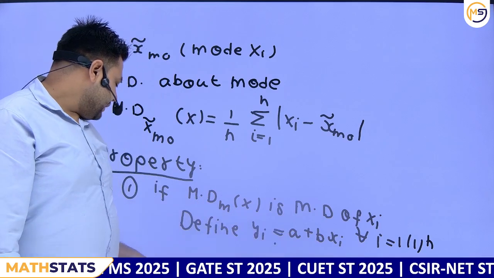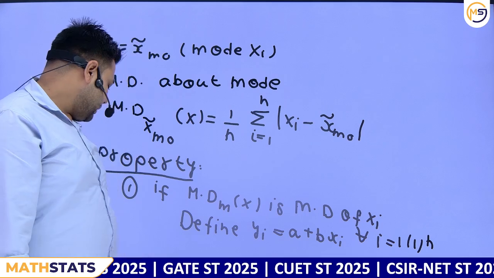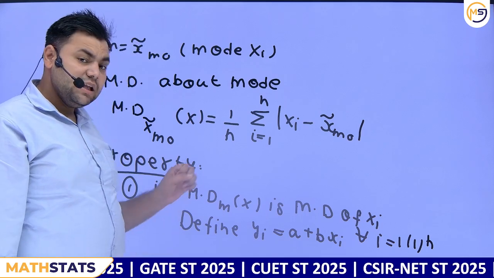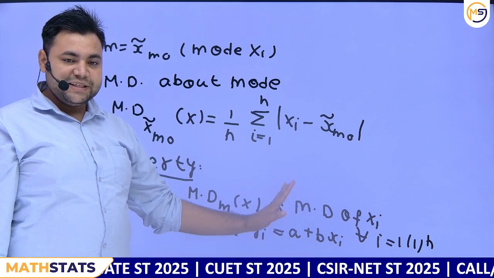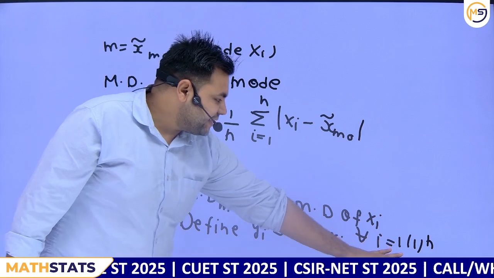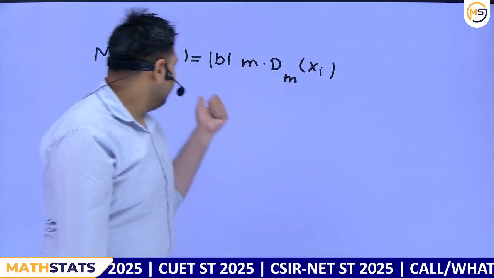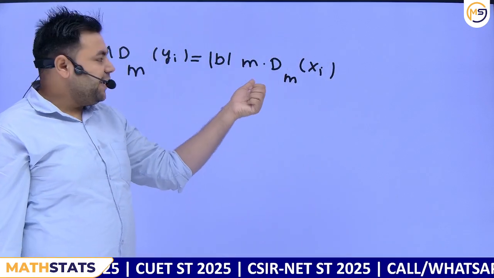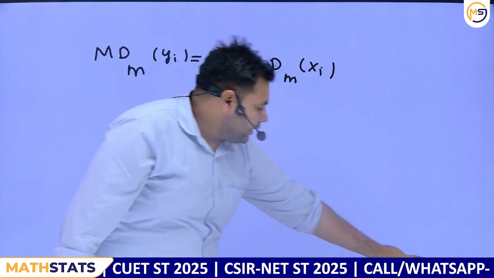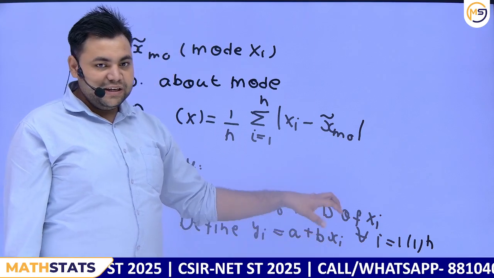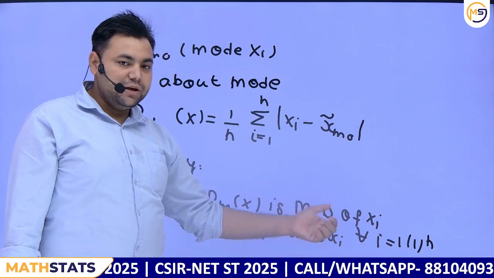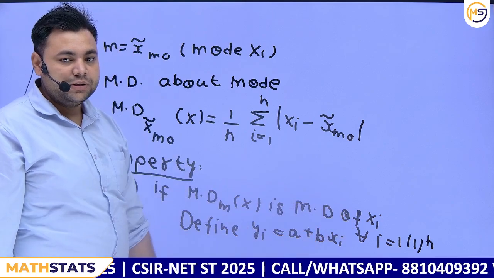I told you yesterday, we discussed in yesterday's class, that there is no effect of origin but there is an effect of scale. The effect of scale is that mean deviation of y equals mod of b times that of x. So it doesn't matter if b is positive or negative. If b is positive, the mean deviation is the same. If b is negative, the mean deviation of y is equal.